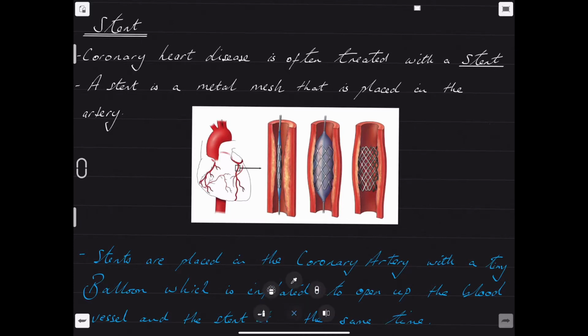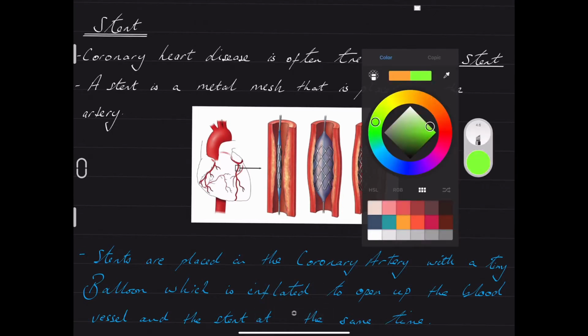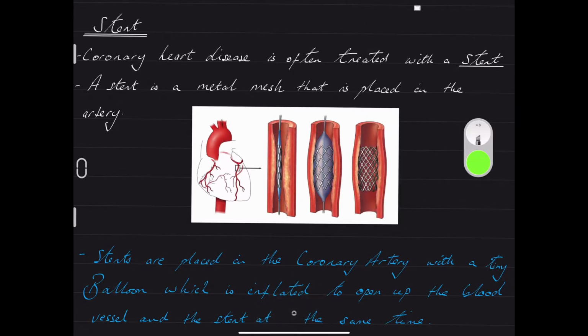So if we were to look at this artery here, what we are seeing is the stent being placed inside the artery, inside the coronary artery, and alongside the metal mesh, a balloon is also placed inside the artery. Now, when this balloon is inflated, it's going to expand the metal mesh, as you can see in 2 here. As the metal mesh expands, it widens the artery.